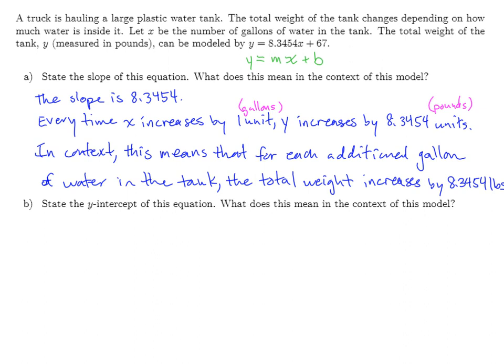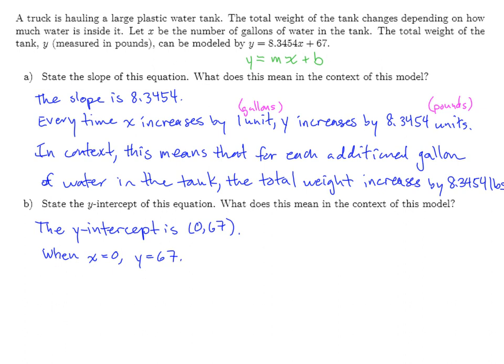Okay, now the next thing we're going to do is state the y-intercept of this equation. And so we know that the value of b tells us that y-intercept. So looking at that, in this case b is 67, so we'll state that the y-intercept is the point (0, 67). And so in the context of this model, we're thinking then when x is 0, to get to the context, this will just be our setup. So when x is 0, y is 67.